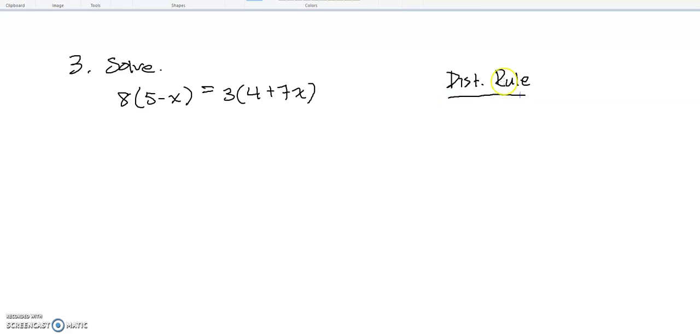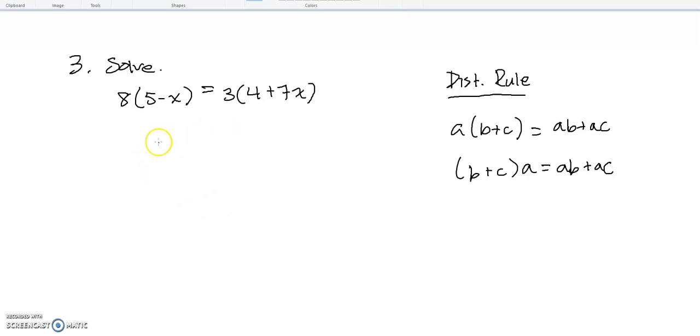What it says is it's basically how to remove parentheses. So if we have some number a times b plus c, then this is actually equal to ab plus ac. And it could work on the other side as well. So if we had b plus c times a, we could still write it as ab plus ac. So you can multiply through from either the right-hand side or the left-hand side to remove the parentheses. So that's what we're going to do on both sides here.